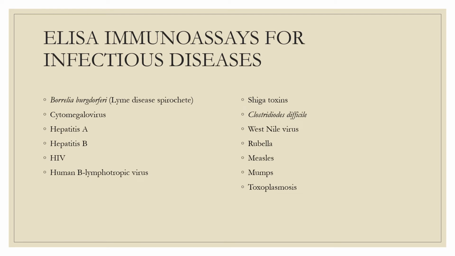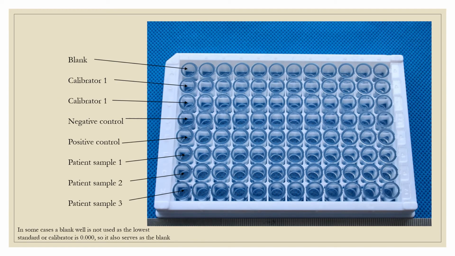ELISA is a common immunoassay used in serology laboratories to help diagnose the following infectious diseases. One would be Lyme disease, cytomegalovirus, hepatitis A or B, HIV, Shiga toxins, E. coli O157:H7 and things like that, Clostridioides difficile, West Nile, measles, mumps, toxoplasmosis, and those are just a few that we can use ELISA for to detect those infectious diseases.